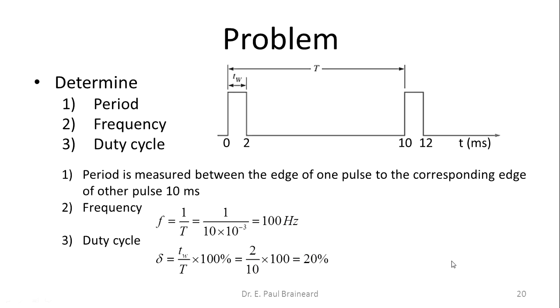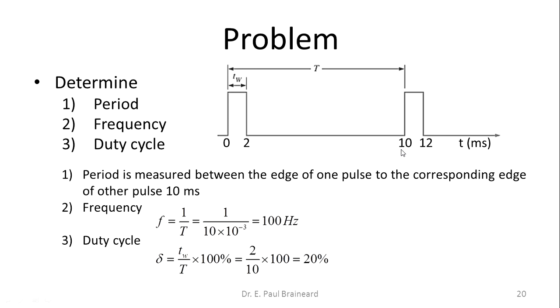Now let us solve a simple problem. Here we have a pulse with a time period from 0 to 10. Again it repeats after 10, it goes on. So the time period capital T of this particular waveform is 10 milliseconds. Milli is 10 to the power of minus 3. So the time period is 10 milliseconds for this waveform.